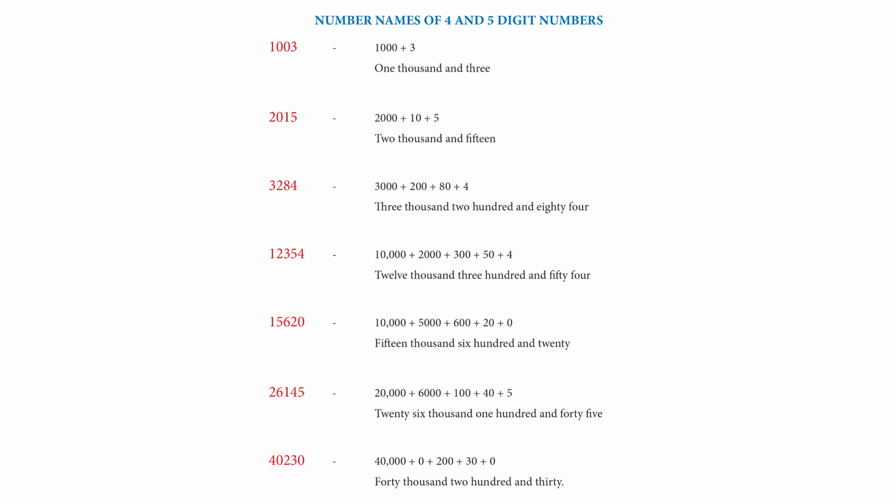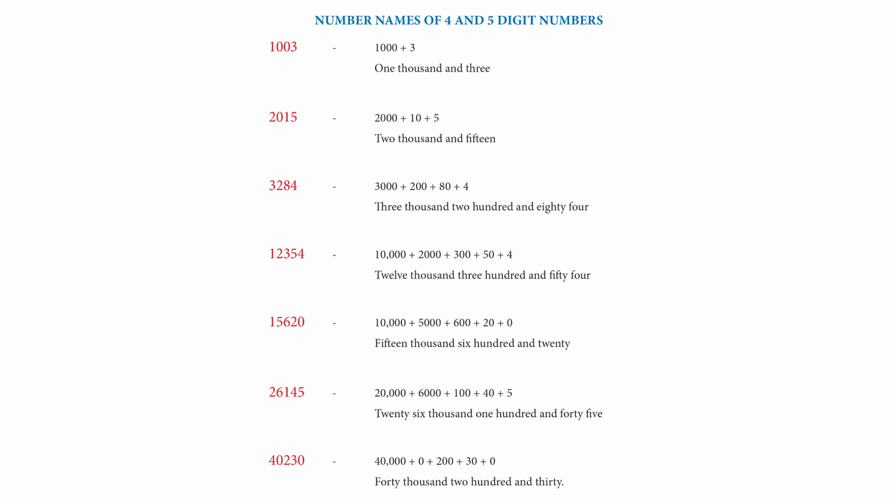1000 plus 3. Then, when it comes to 5 digit numbers, 12,000 plus 354, 12,354. Did you see the change? That is, we use a comma and also we use 12,000. Up until now we only use 3,000, 2,000, 1,000. Now we are going into double digit numbers.